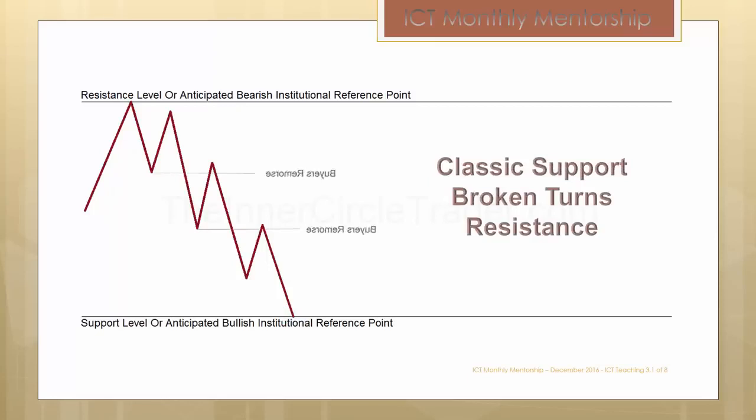When we have this, in the marketplace, what we're seeing is the classic support broken turns resistance. Every time price moves back to an old low, what's actually happening is it's referred to as buyer's remorse. The buyers at the previous short-term low that saw a short-term pop in their favor, then eventually saw the market break below that low they bought at, when price gets back to that level, they're remorseful for buying it, so they bail.